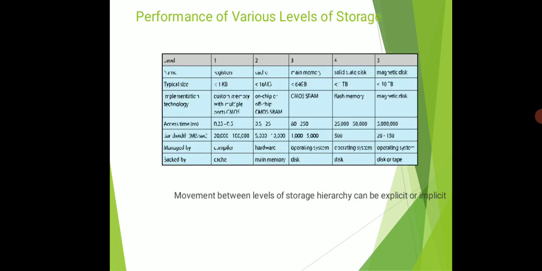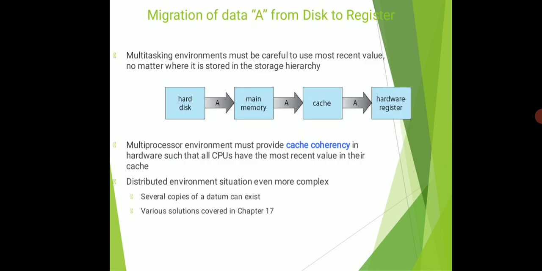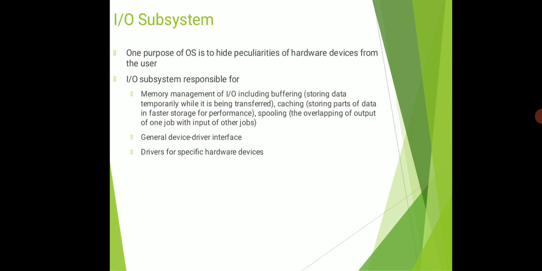This is the performance of various levels of storage. And here is the migration of data A from disk to register. So this is the I/O subsystem, memory management of I/O including buffering, caching, and spooling. A general device driver interface, and drivers for specific hardware devices.